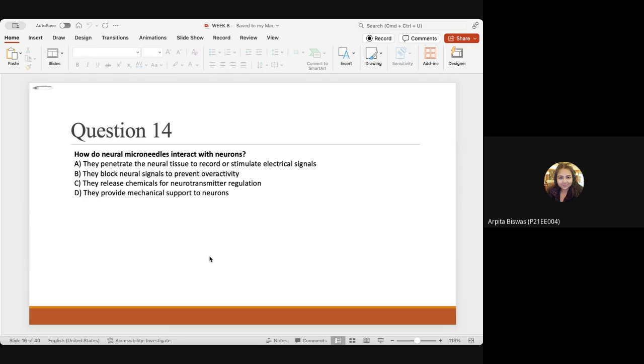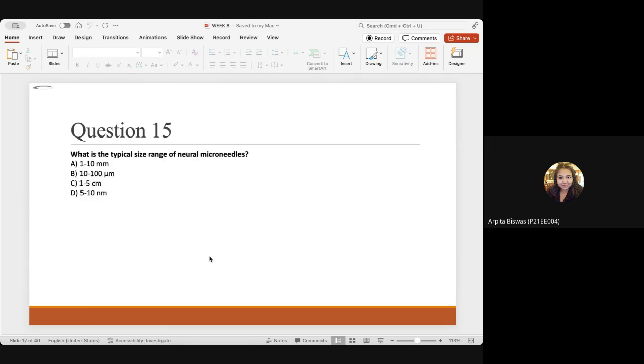Option B, they block the neural signal to prevent the overactivity. Option C is that they release the chemicals for neurotransmitter regulations. Option D, they provide the mechanical support to neurons. So, what is the right option? So, right option is option A. They penetrate the neural tissue to record or stimulate the electrical signals.